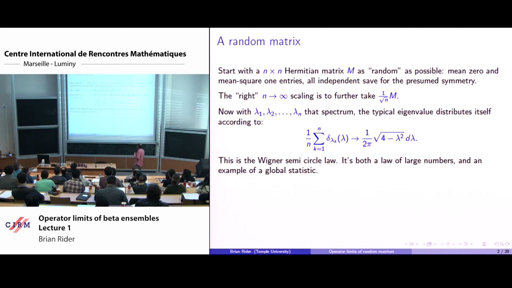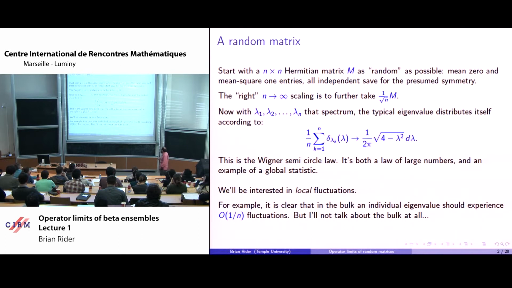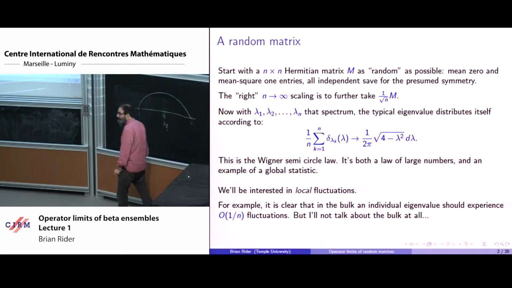This is a law of large numbers, and it's a global statistic. What we really want to study are local statistics, what happens to individual eigenvalues. So one interesting case is, say you look deep into the bulk. You have this profile of eigenvalues between -2 and 2. This is a semicircle. Here's 0. So this is the kind of question: maybe you have n eigenvalues, and you look at the one in the middle, which should be near 0.